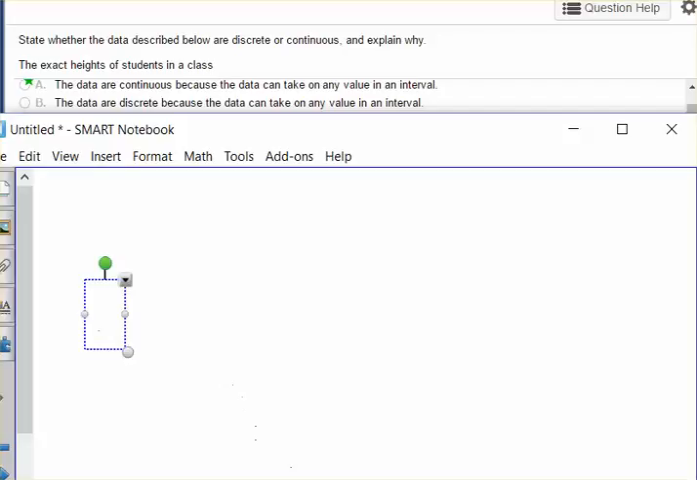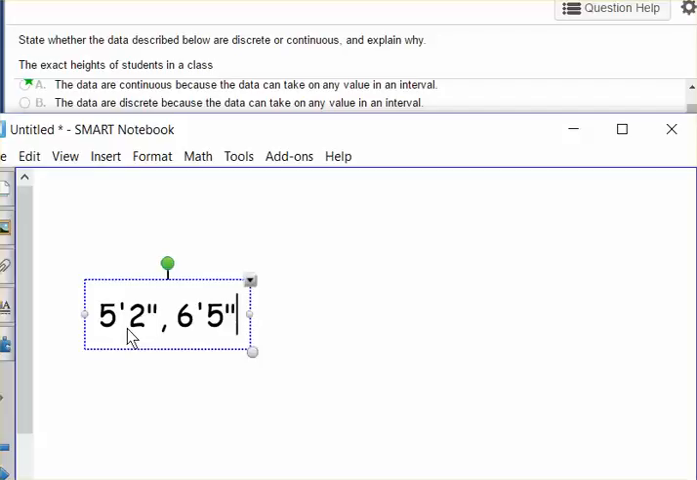So we could have one student who is 5 feet 2 inches tall. Then we can have another student that's 6 feet 5 inches tall. And we could have another student that's 5 feet 10 inches tall, and so on. So this is kind of hard to decide if we just think about them as being in feet and inches.